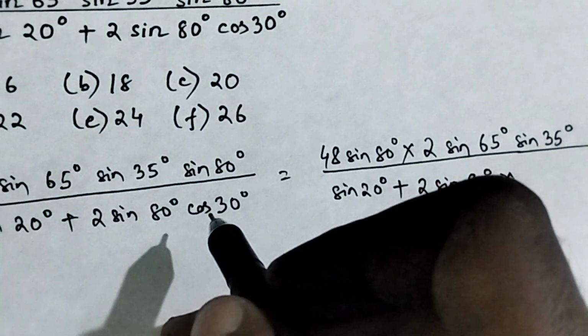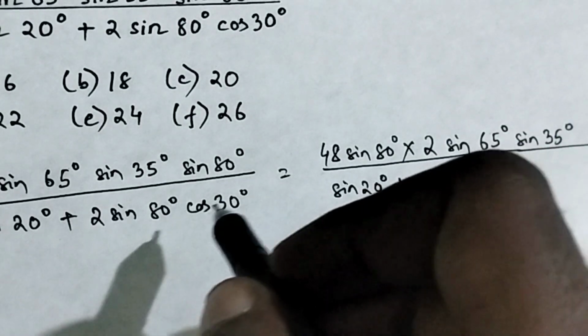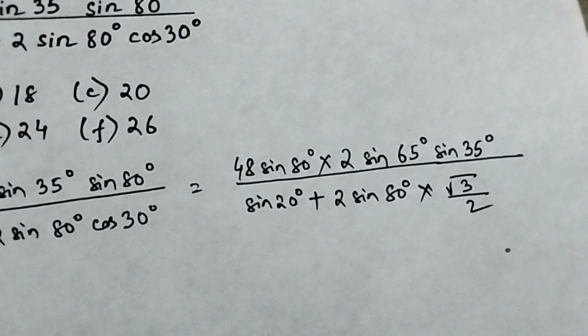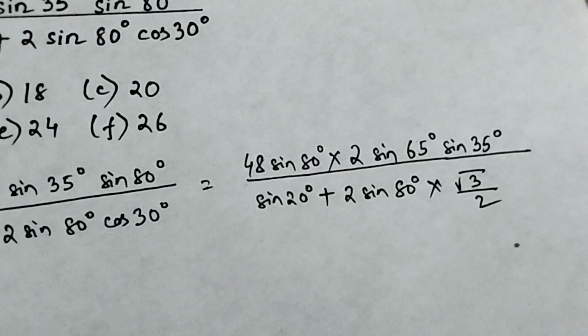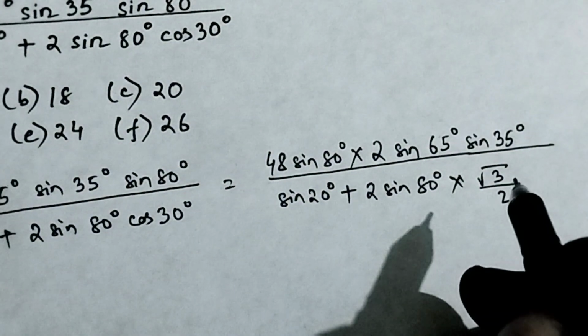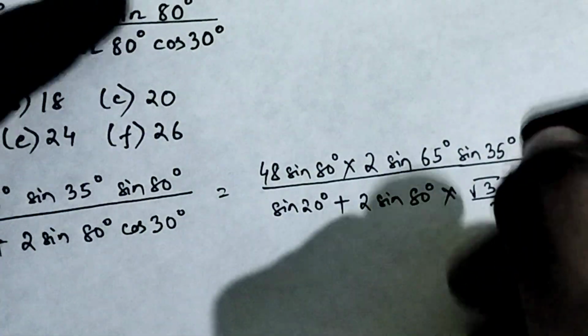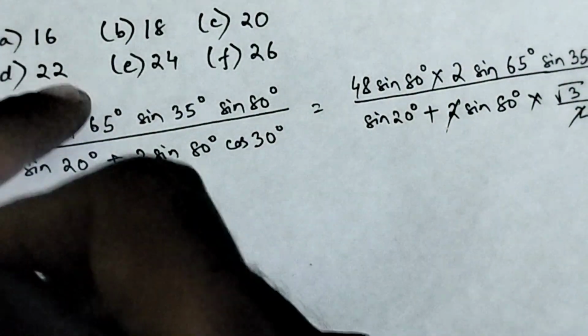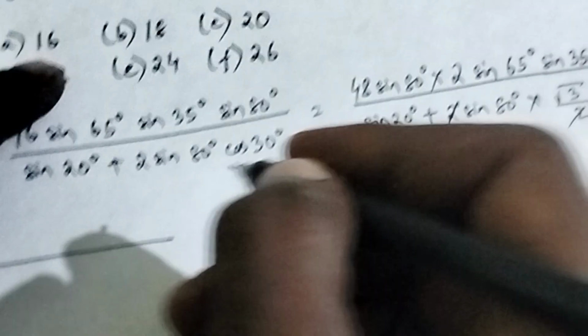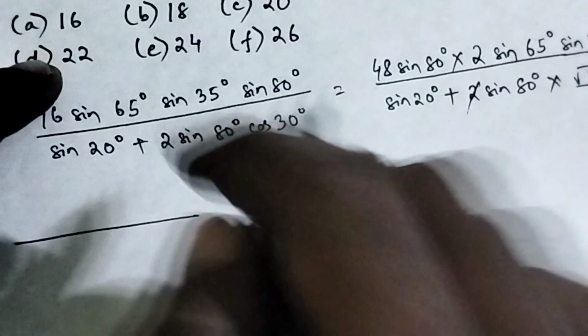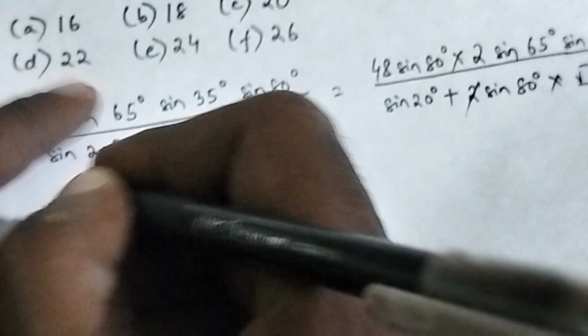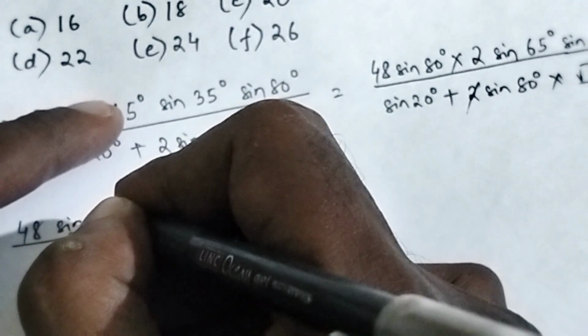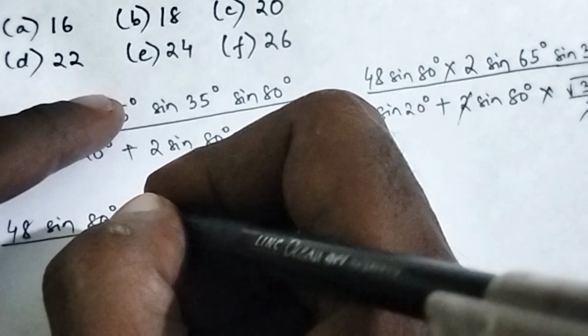What is the value of cos 30 degree? Value of cos 30 degree is root 3 by 2. So here 2 will cancel each other. Okay, so now in the numerator, 48 sine 80 degree.